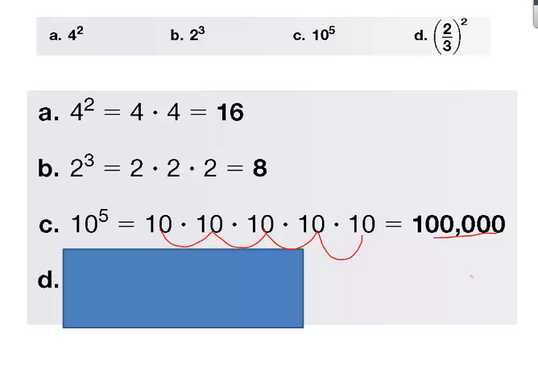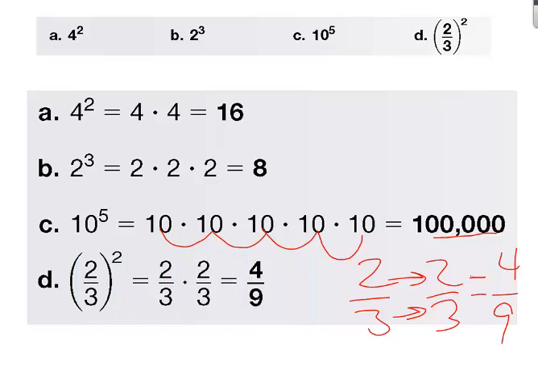D, it gets a little bit harder, but only in the sense that it's a fraction that we're multiplying twice. 2/3 to the 2nd power just means 2/3 times 2/3. Do you know what 2 times 2 is? Do you know what 3 times 3 is? If you do, you know when we multiply fractions, all we do is multiply straight across. So you should have come up, if you paused it, with 4/9. So let's see if we did that right. There we go. We love it when we're right.